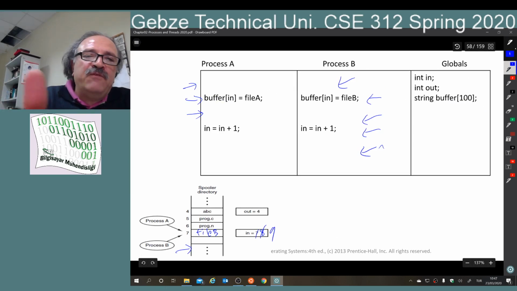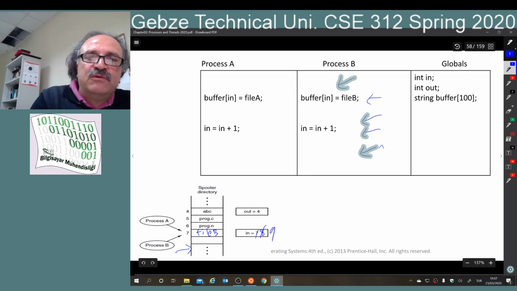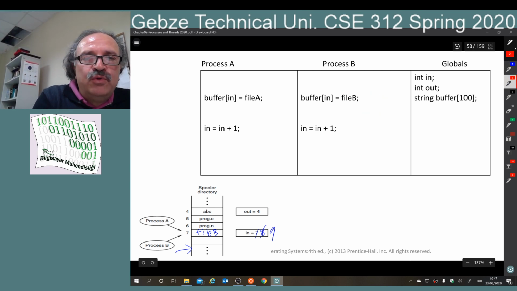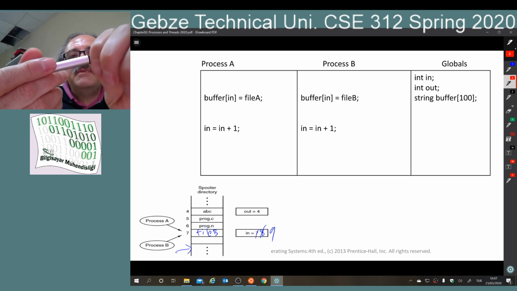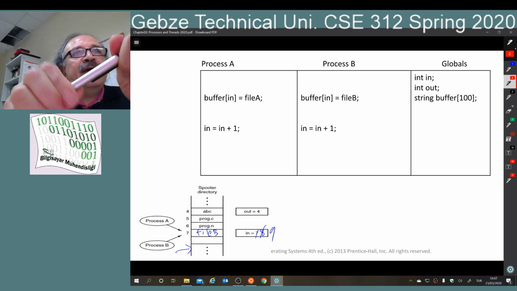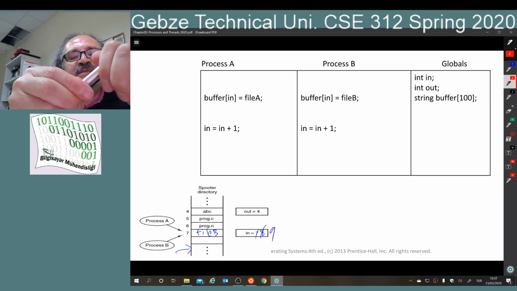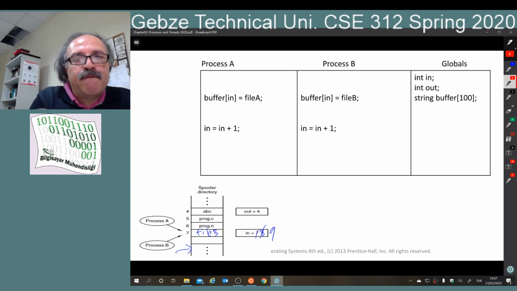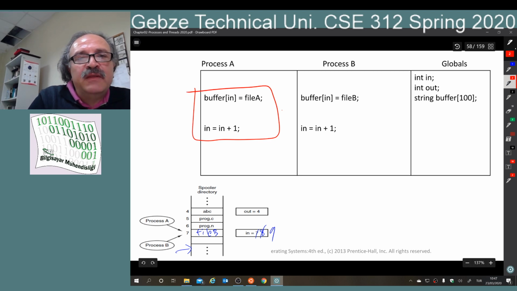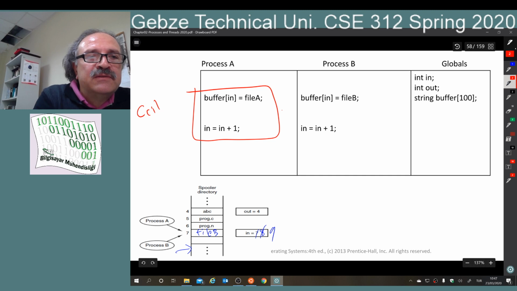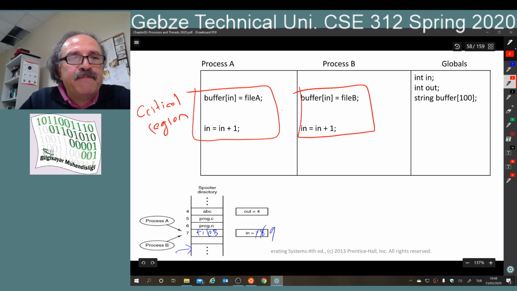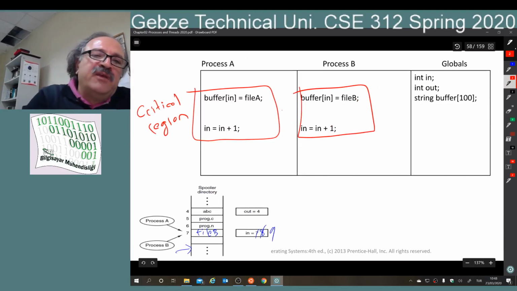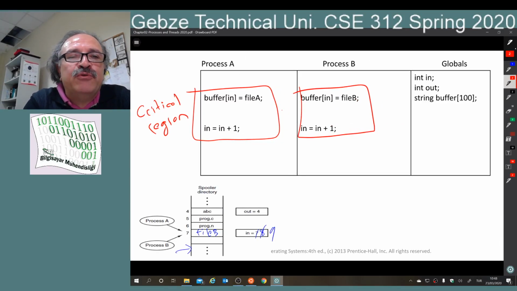We say that if I am process A or thread A, and I am executing this piece of code, this is my critical region. And again, this is my critical region, both of them. If I am inside my critical region, I am mutually exclusive. If I am inside this region, nobody should be able to enter their critical region.